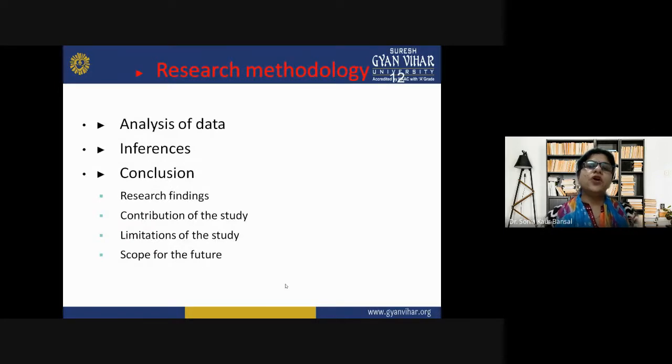Now let's talk about research methodology. Here we are going to include analysis of data, inferences, and then conclusions. And in the conclusion part, we are going to include research findings, the contribution of the study to different sections of society, and then limitations of the study and scope for the future as well.